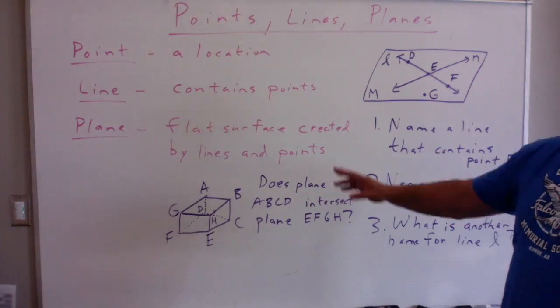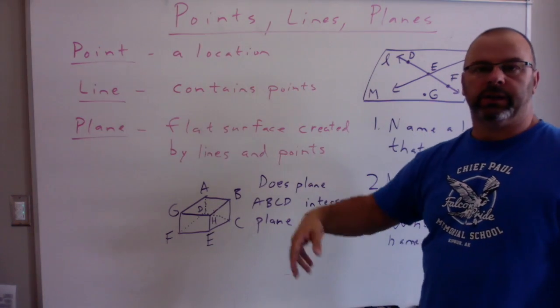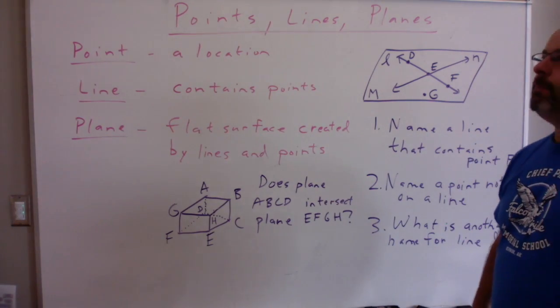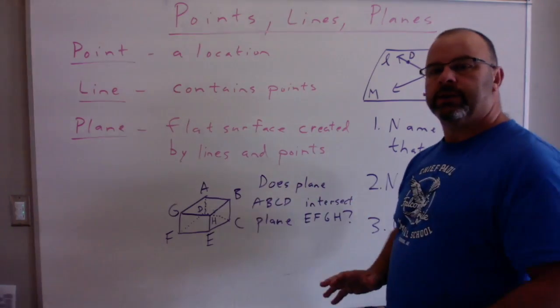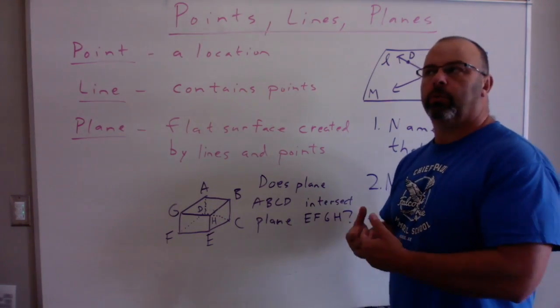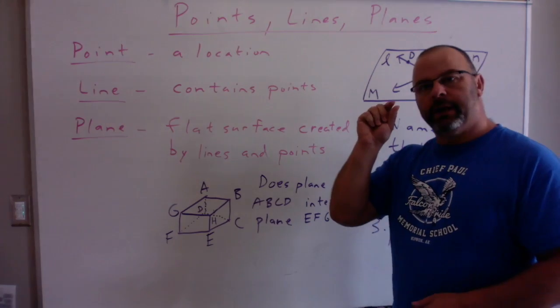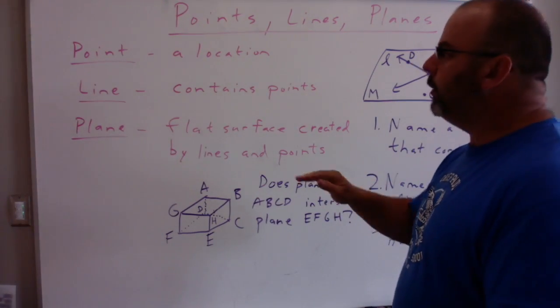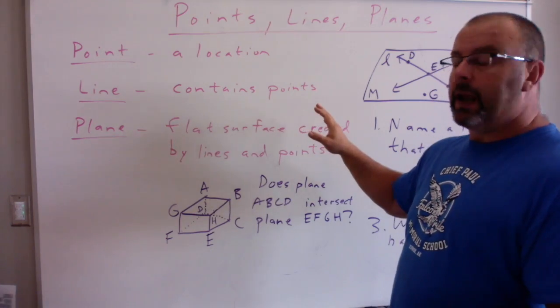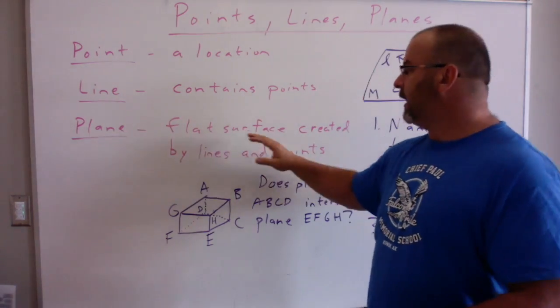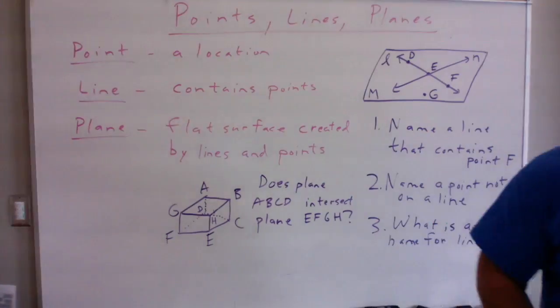Today we're talking about points, lines, and planes in the geometry world. A point is a location. It's like a place. So for example, on a map, your own town might be specified by a point. A line contains many points, okay? A plane is a flat surface created by lines and points.